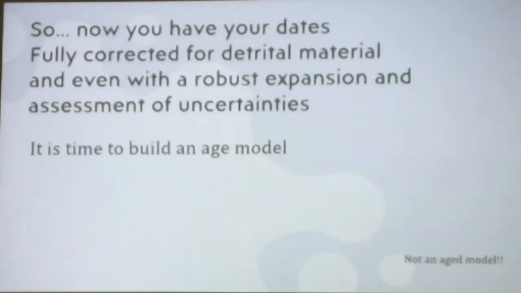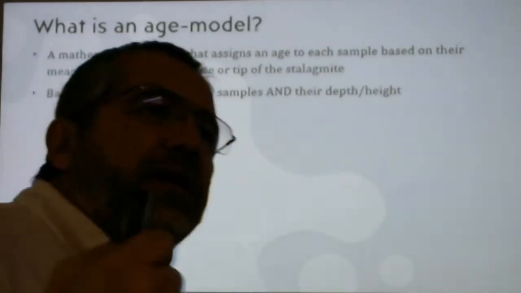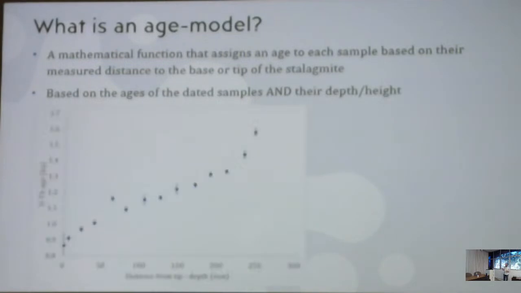How do you do that? An age model is a mathematical function that assigns an age to each sample based on the measured distance, either from the base or the tip of the stalagmite. And this is very important because basically this is how you are dating samples. This is the most important part, the culmination of your dating.